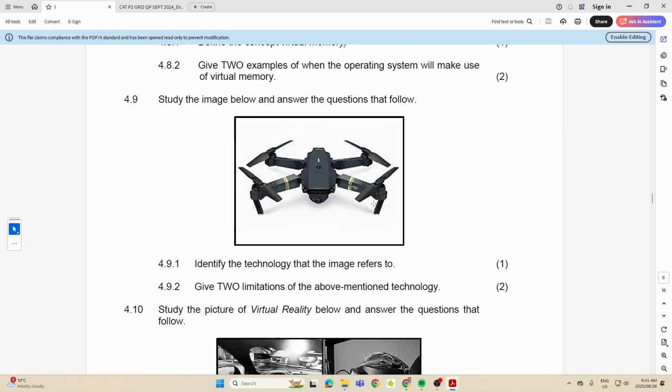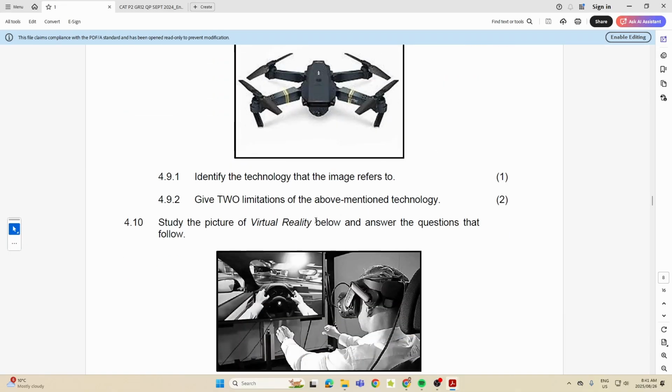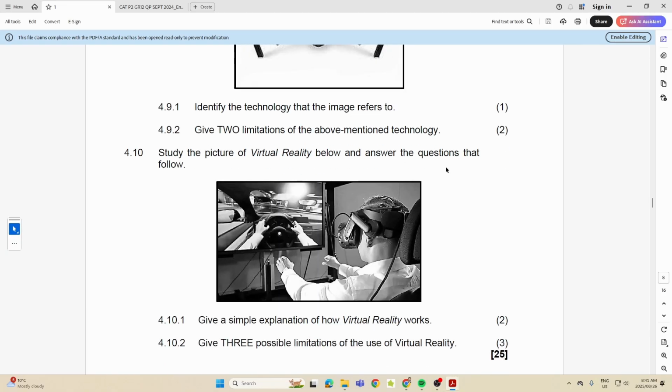Right, then we have a drone. They want to know what type of technology. They want to know the limitations of that as well. We know this is drone technology. We know it works off a battery. We know you've got a specific distance in terms of communication. That one as well. Then virtual reality.